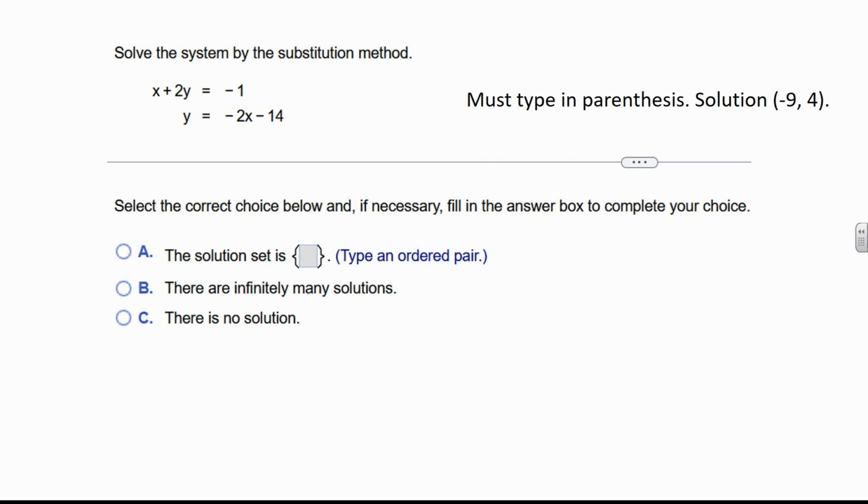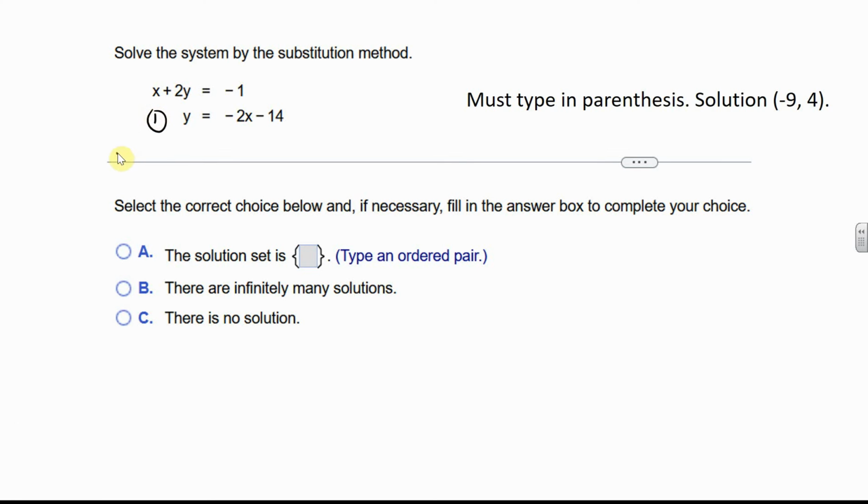Now, for this problem, the first step is already worked out for us because they've already gotten y by itself in that second equation. You see that? They got y equal to -2x minus 14, sitting out there by itself. So they've done the work for us. That's good. So this is step number 1.